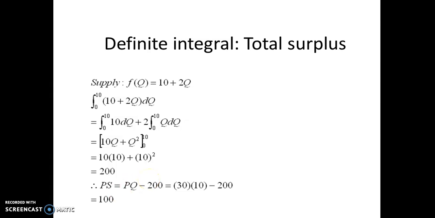For the total surplus, we'll just be adding your consumer surplus and your producer surplus together, and that will give you the total welfare gains.